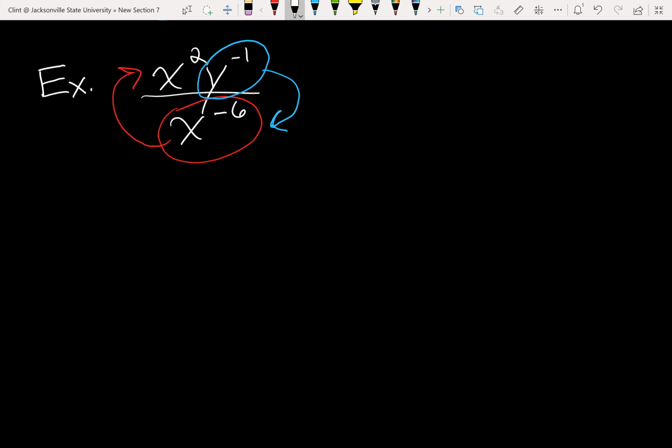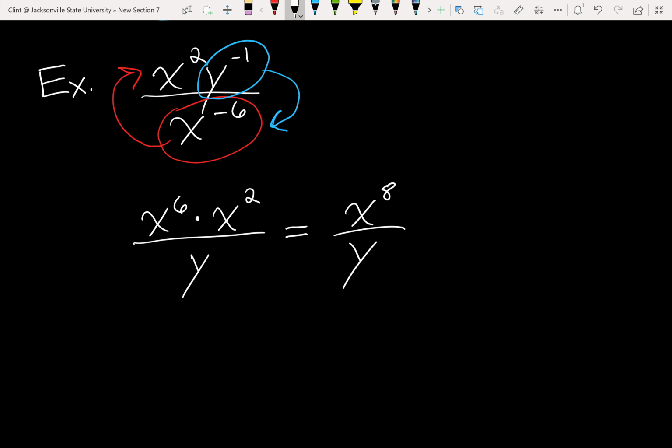So if we rewrite that, we get x to the 6th in the top, times x squared. And now we have y to the first power in the bottom, and you don't have to write the first power if you just have an exponent of 1. Just leave it off. Then what do we get? We use our rule number 1. If we're multiplying, we add our exponents. So on the top we get x to the 8th, and on the bottom we get y.